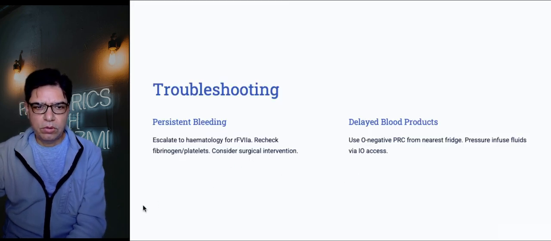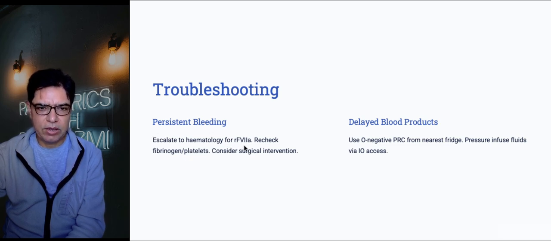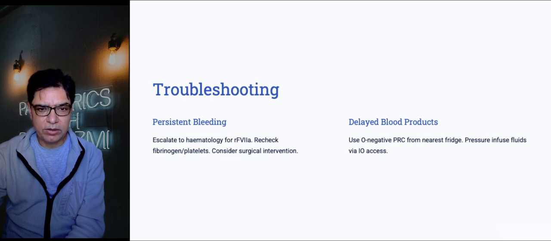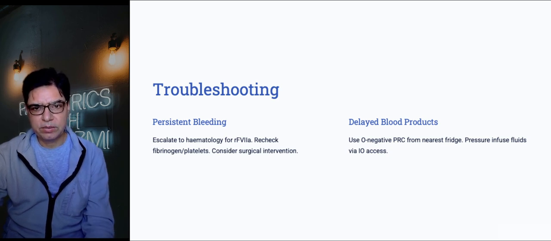So obviously, if somebody is bleeding despite all those things and you're scratching your head wondering what is happening, the doctor has to escalate to hematology for recombinant factor 7A, and that might also be a call for the surgeons, because there might be something more. Surgeons might have to intervene either to ligate the blood vessel, or if an organ is too lacerated, they just have to remove the organ. Like a spleen, they might have to do a splenectomy, things like that.